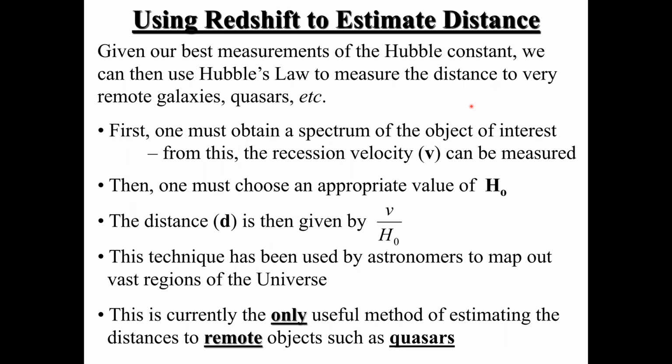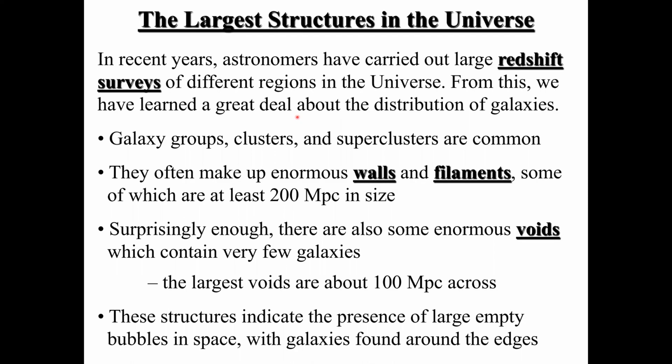Remember that last slide, I told you that once you have the redshift values, you can convert them to the recessional velocity and then use the Hubble law to find the distance. Astronomers have actually used this method and did large redshift surveys. The aim is just to find the redshift using the spectra of those galaxies. And they have learned a lot of information about the distribution of galaxies in the universe.